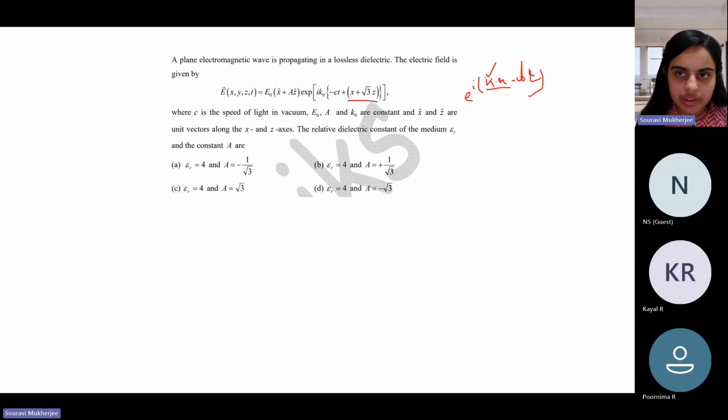So it is k dot r, right? These are two vectors, right? So what is the r vector? It's like x into i cap plus y into j cap plus z into k cap, something like that, right? Here you have only x and z. So you can consider r to be given as x i cap plus z k cap, right? Then what should be your k?